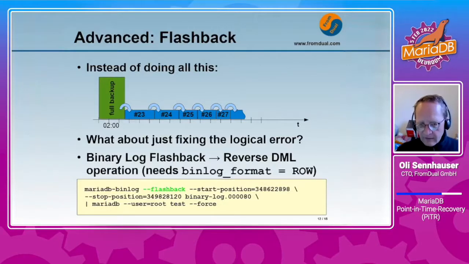To operate that, you again need the tool mariadb-binlog with the option flashback. Then you give the start position, which is the position of your oops query, of your logical error query. Then you need the stop position, which is the position where the next good query starts, and then you have to specify the binary log. If you pipe that against your MariaDB database, you also need the force option, and then just the DML command which went wrong will be fixed.